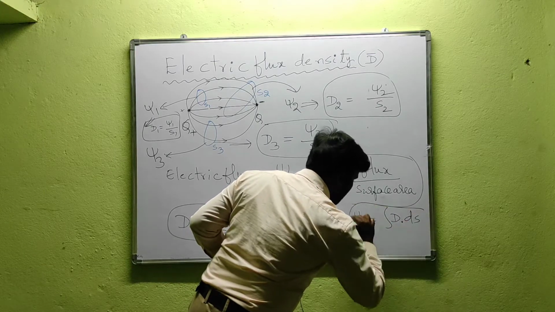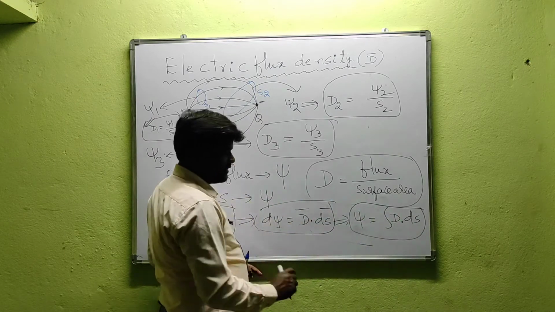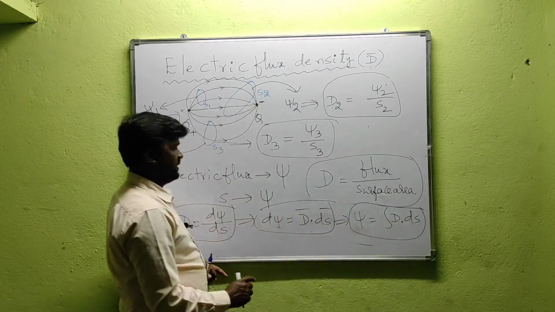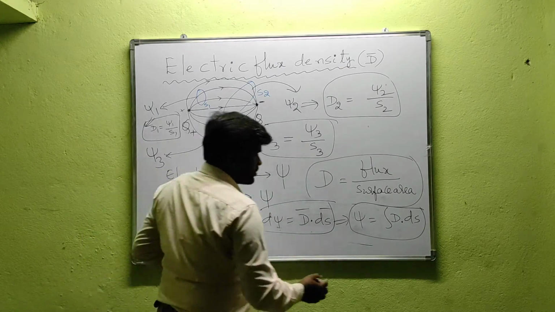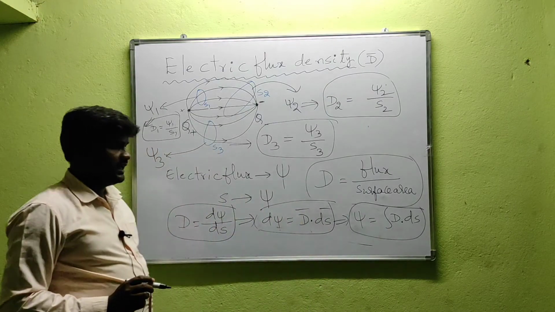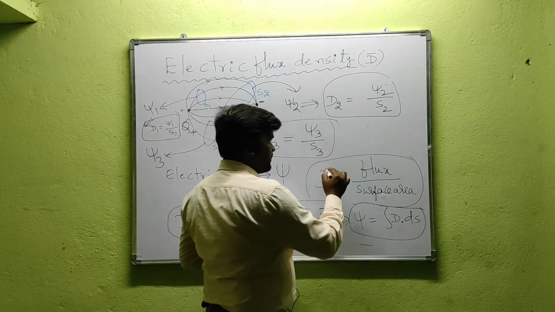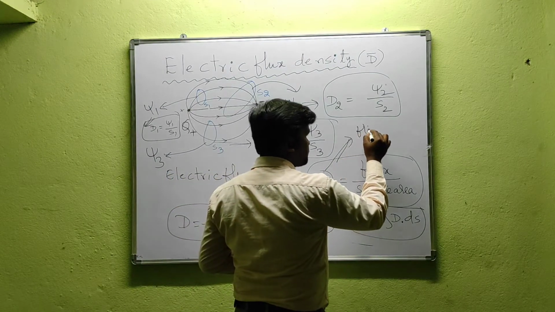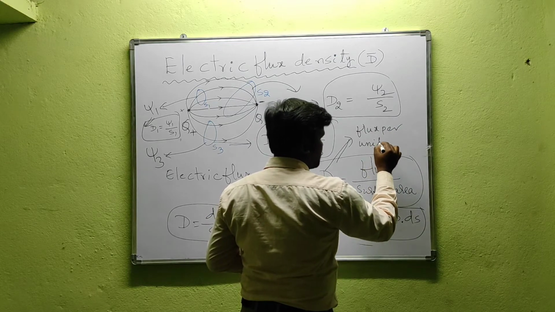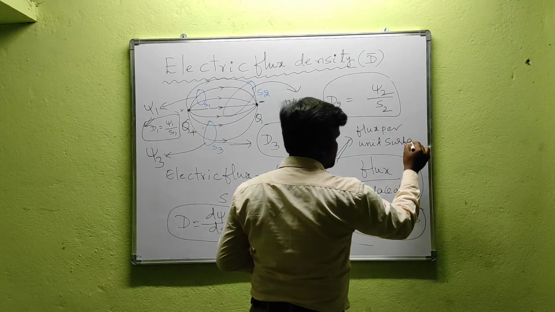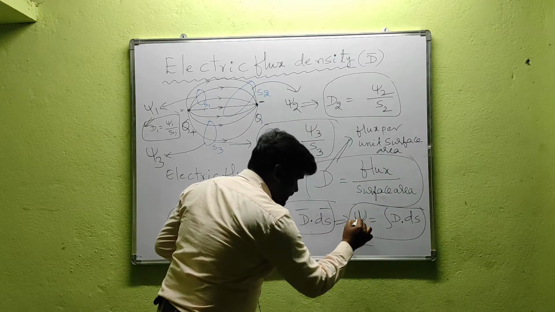That means if I integrate D over this surface, then I will get the flux crossing that surface area S. So ψ equals integral of D dot dS. Electric flux density is defined as flux per unit surface area. Please remember this expression, ψ equals integral of D dot dS.